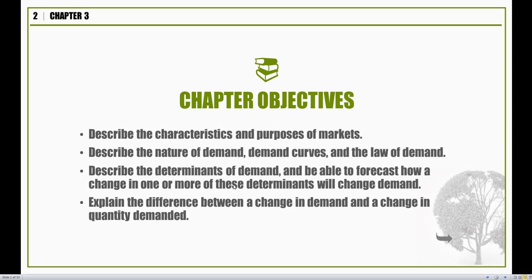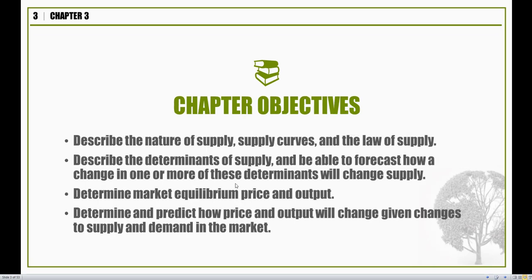And then once we finish up the demand side of the market, we're going to do the exact same thing on the supply side of the market. So what does the supply curve look like? How do we derive the supply curve? And exactly what is the law of supply and the determinants of supply? What's going to shift our supply curve in this section?